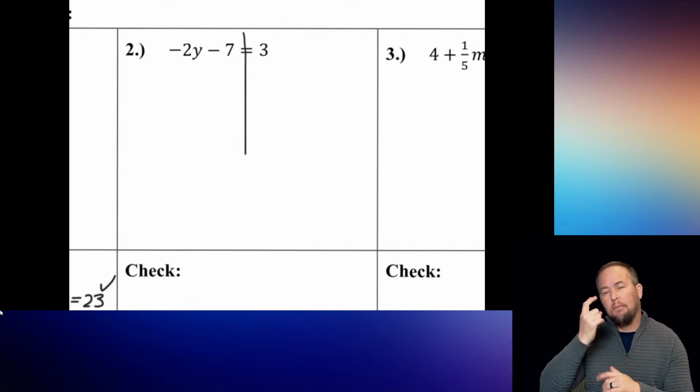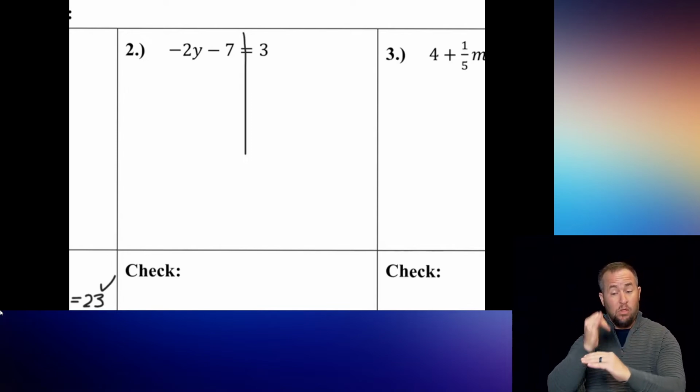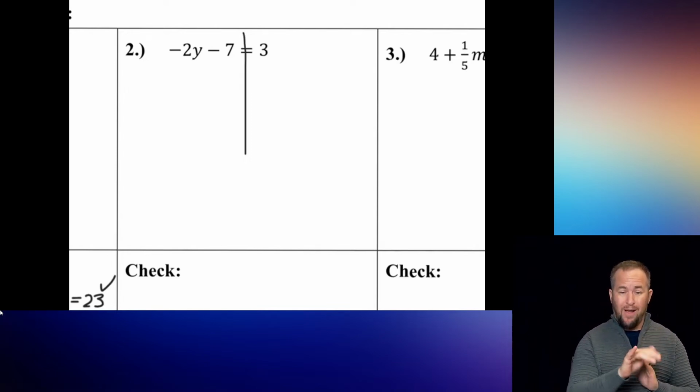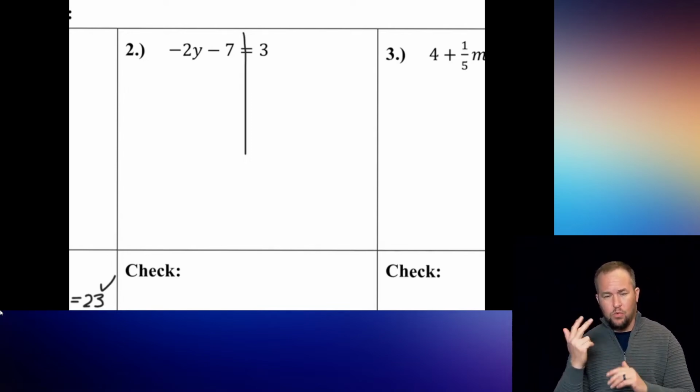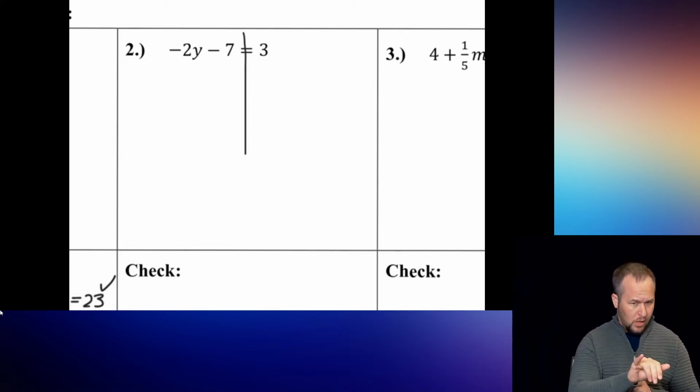First thing we're going to do for this problem, again, draw our line down the equal sign. On the left side, we see negative 2y minus 7 and then equals 3. So I cover up the side that doesn't have the variable on it. I know that I have negative 2y and a minus 7.